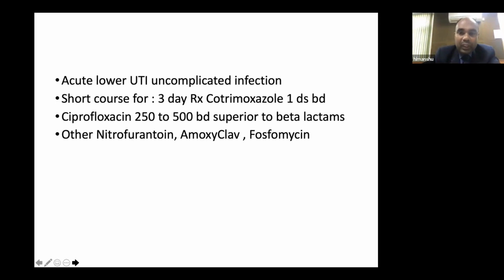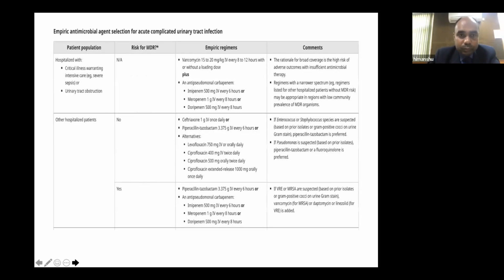So that is something one has to remember. Then, of course, there are beta lactams which are always used, nitrofurantoin, and recently we have got a lot of data coming about how phosphomycin is also pretty useful.